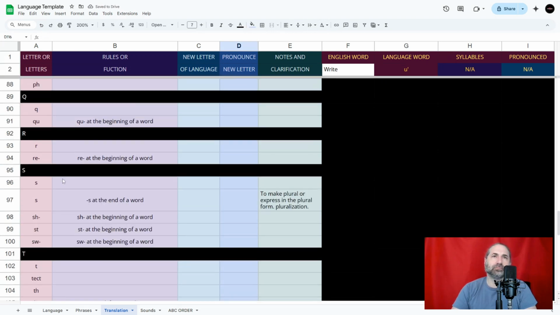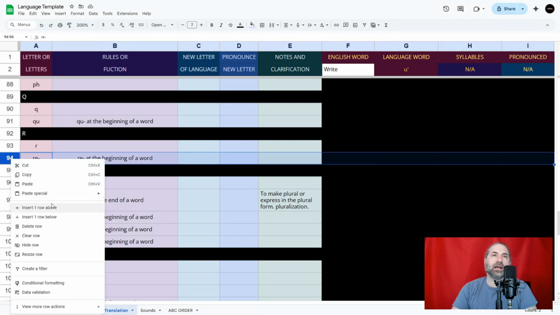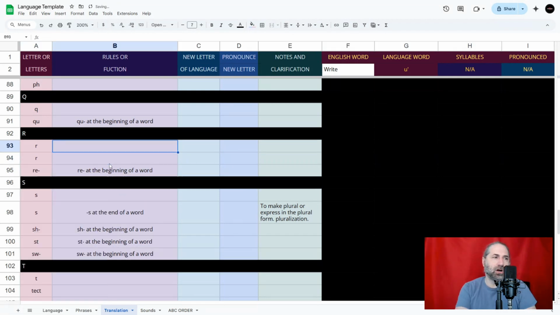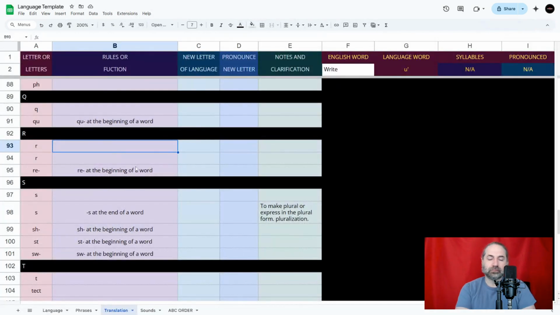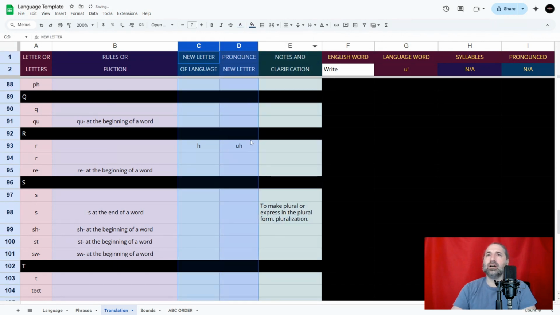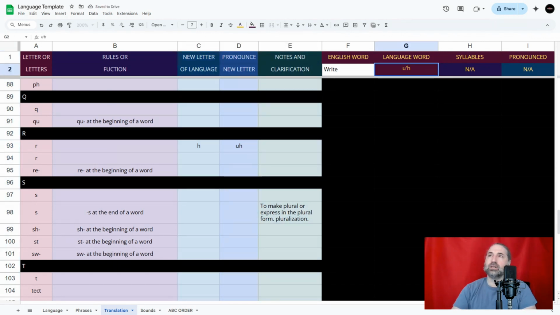Now we have to come up with R. So we go up to R, and again, I'm going to create a secondary R, but this first R will be there. I think I just have it as H. Yeah, H. So the new letter is H, and I know how it's pronounced. Boom, done.